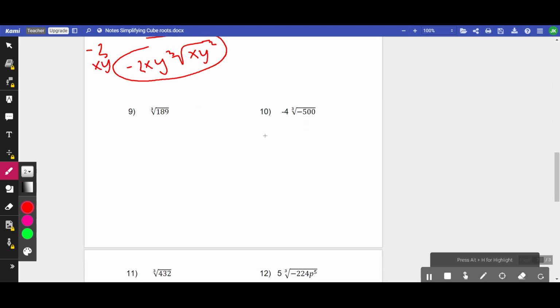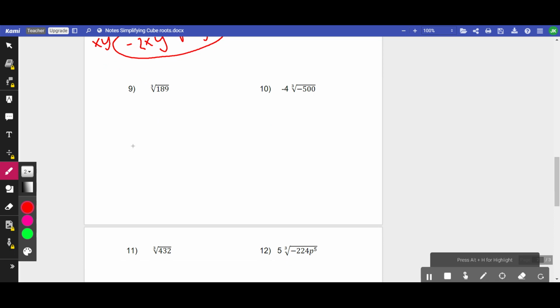So for number 10, you have negative 500. It's even, so I'll divide by 2 until you can't anymore. I'm going to ignore the negative to start. If you divide the 500 by 2, you have 250, which you can take another 2 out of because 250 is still even. If you divide the 250 by 2, you're down to 125, which is not even, so you can't take another 2 out of 125.